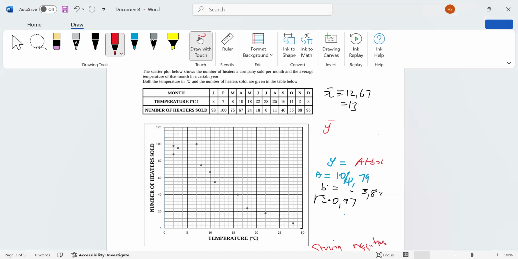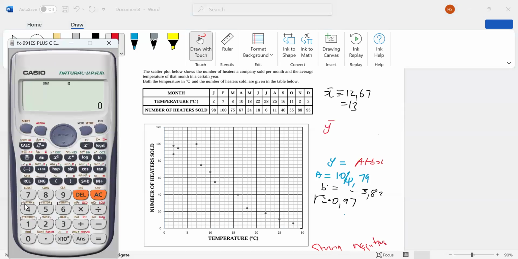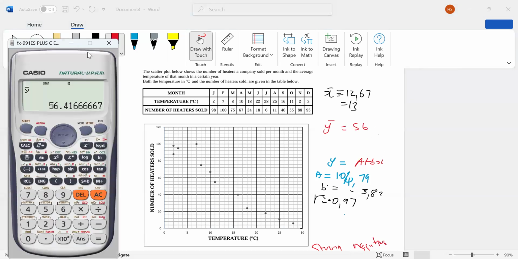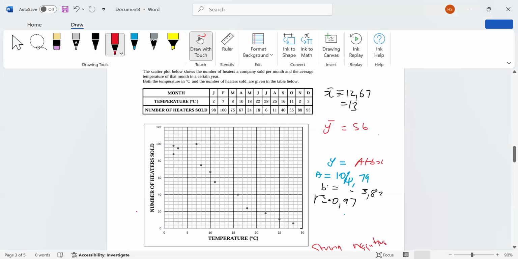Y mean is 56.41, which is approximately 56. Let's look for it here. X is 12, or next it's 13, and Y is 56. Counting up the axis: 44, 48, 52, 56. It's just below here, yes, it has to be here.